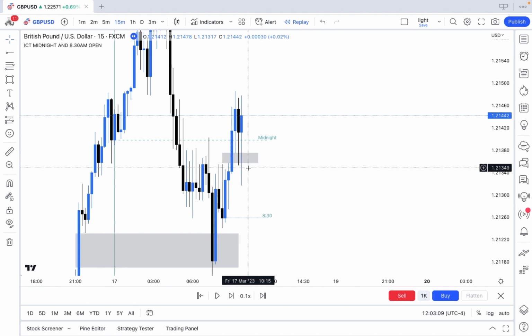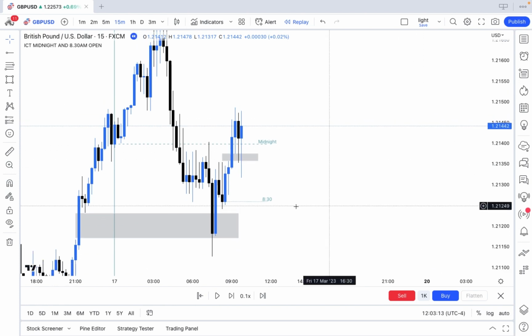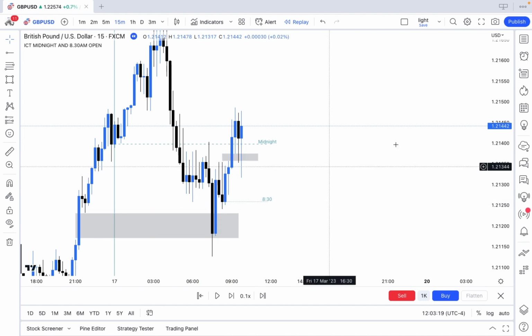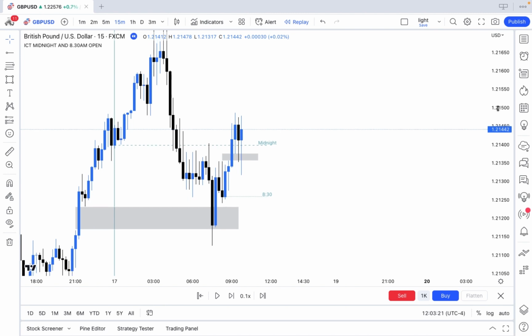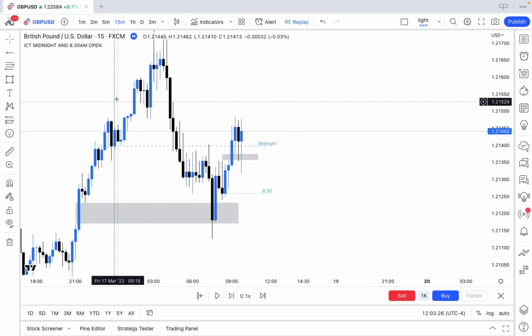So I'm showing you how to use these PD arrays. You see, if someone trades with order blocks, these two down close candles, those qualify as a bullish order block. But you can look at the market through the lens of one idea and expand from there. That's how you use these tools.